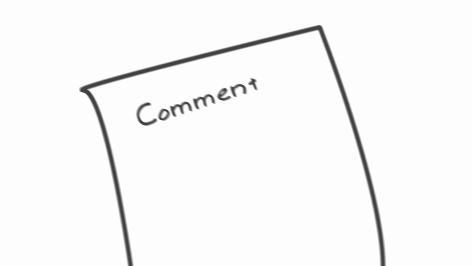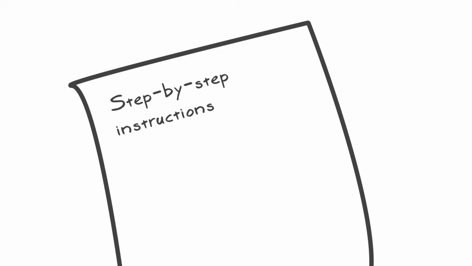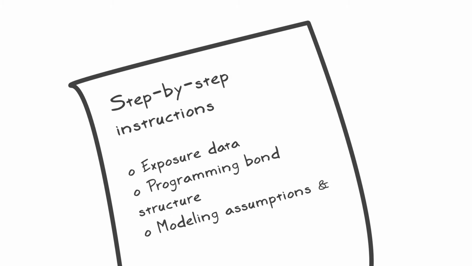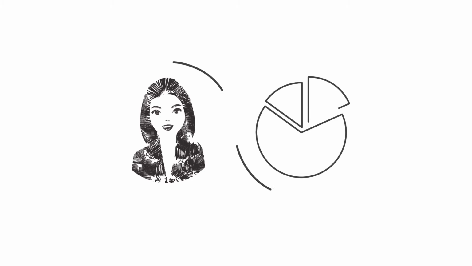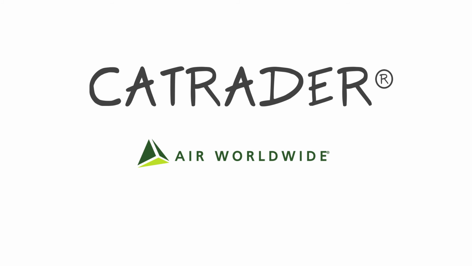The remodeling guide includes commentary on the risk analysis report and the remodeling process and results, as well as step-by-step instructions describing the processing of exposure data, programming the bond structure, and other modeling assumptions and results. Armed with this information, Jade can continue to perform her own risk analyses in the software and confidently quantify and analyze the impact of the new bond to her portfolio by comparing a wide array of portfolio risk perspectives integrated in AIR's CatTrader modeling platform.